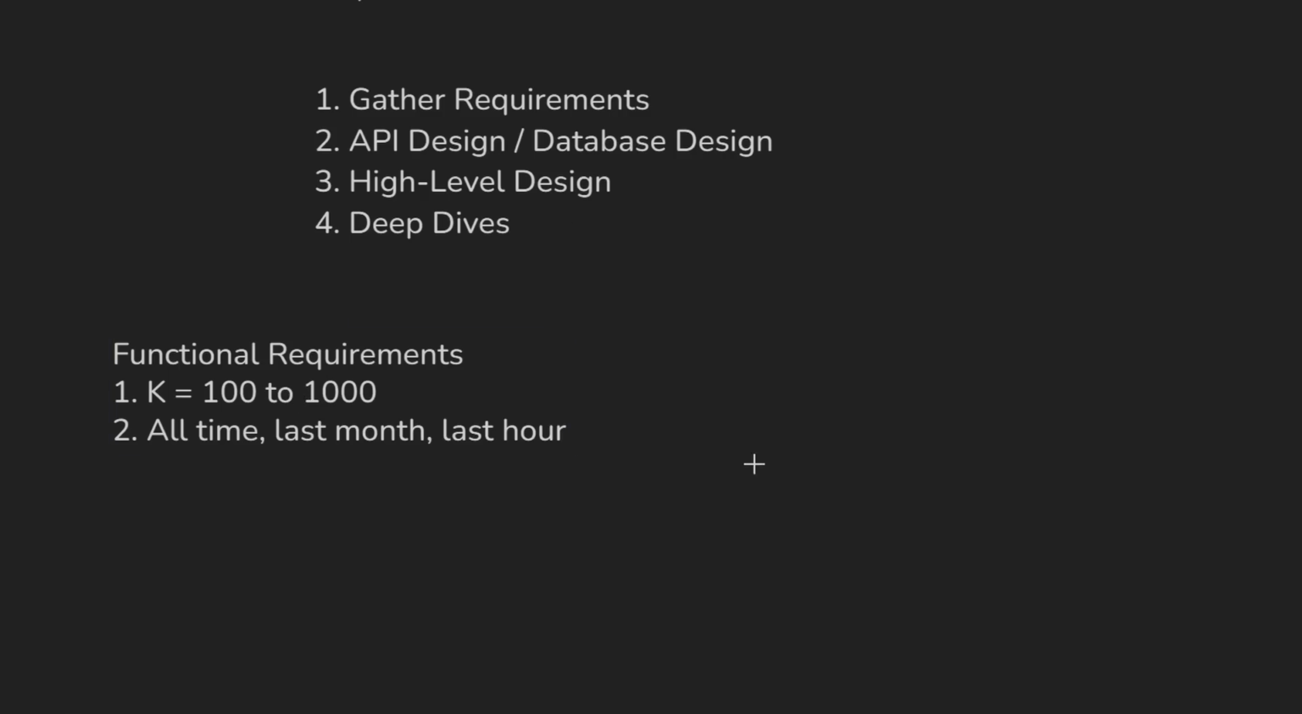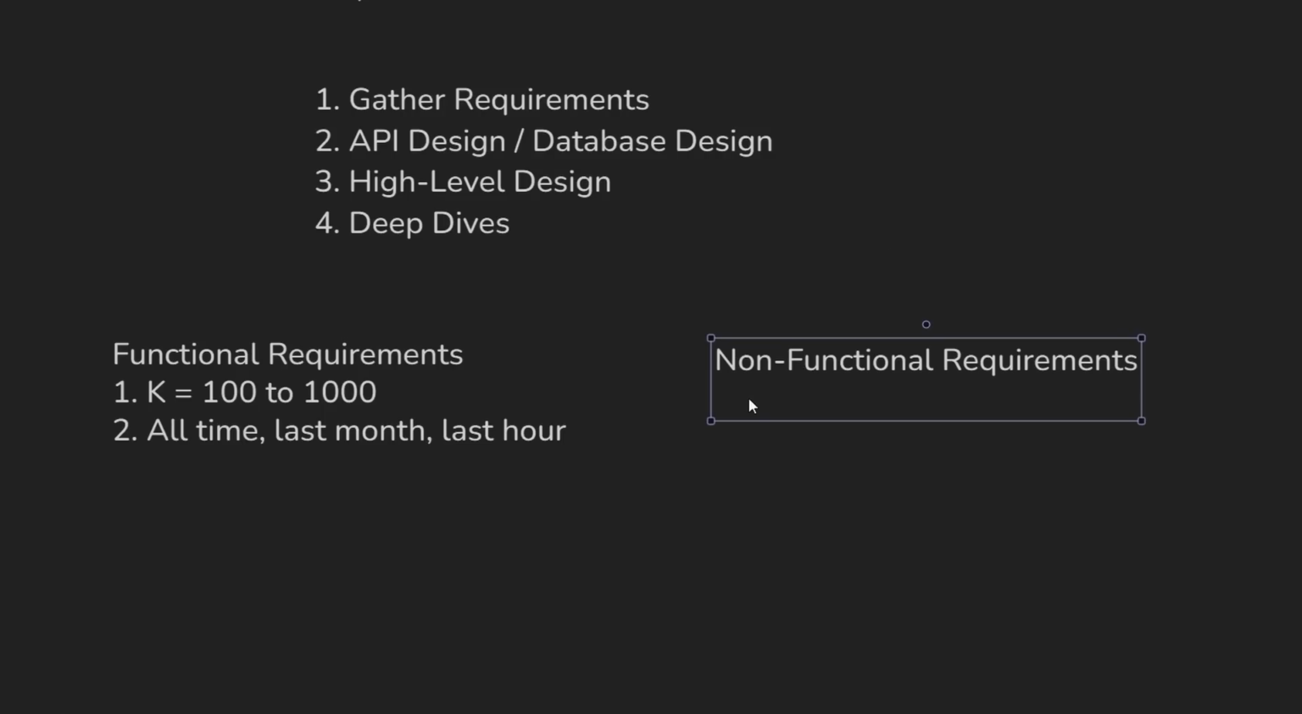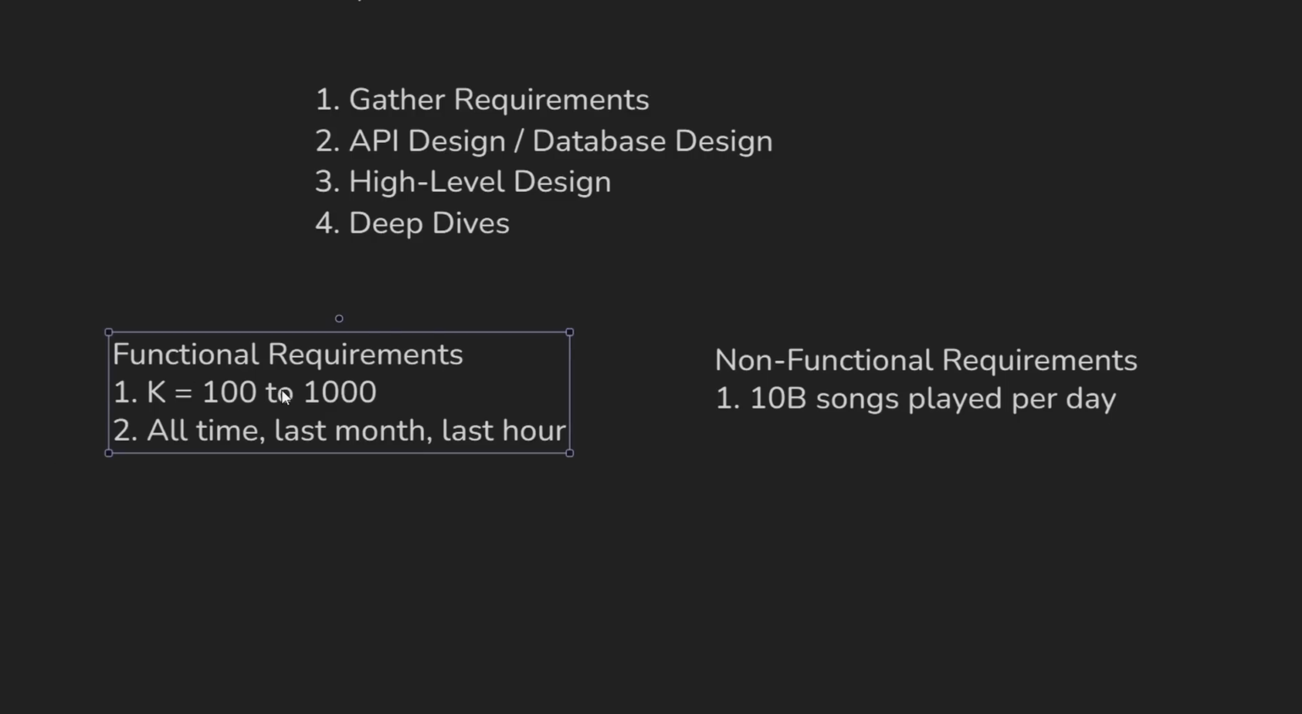In terms of non-functional requirements, I think a good few questions to wonder would be how many songs are we actually thinking about here? So in the context of our design, that would correspond to the number of events that we're getting. So how many songs are being played? Let's say we're having 10 billion songs played per day. Okay, well, how many songs are there in the first place? Because, I mean, K is 1,000. If we only have like 10,000 songs, then this problem becomes pretty trivial.